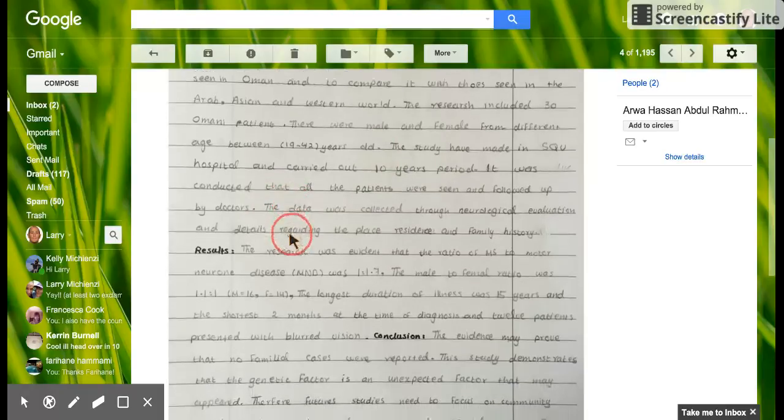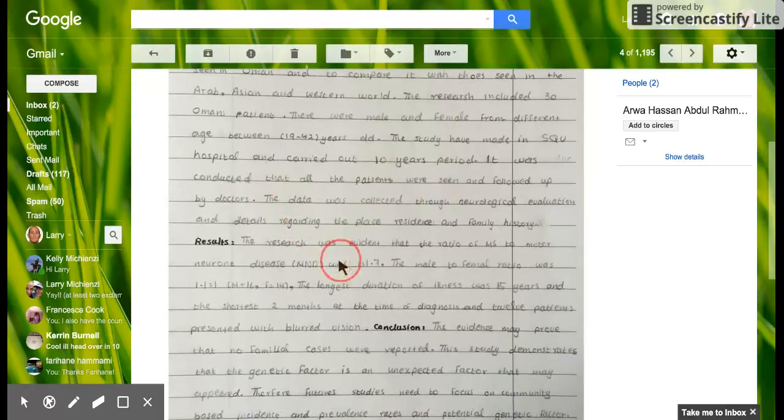It is concluded that all patients were seen and followed up by doctors. That was conducted, okay? That's fine. That's how they collected the information. That's good. The data was collected through neurological evaluation and detailed regarding placing residence and family history. That's fine. I think you have most of the information there. Who, where, when. Remember, we don't know necessarily what SQU hospital is, so you might need to say that in full.